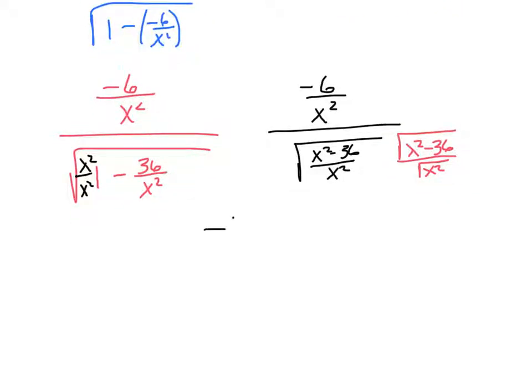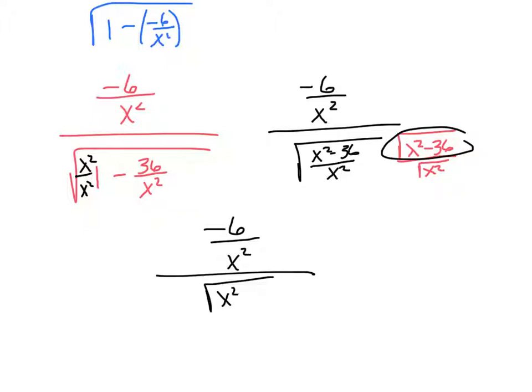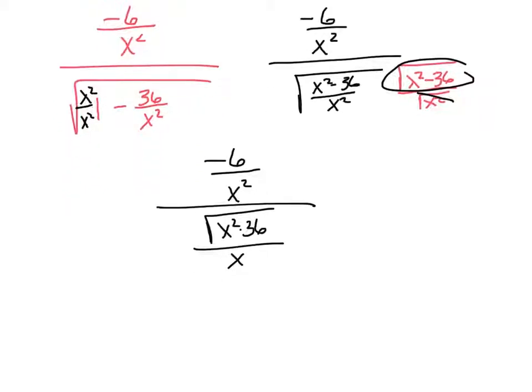So that leaves me with negative 6 over x squared all over, cannot touch that, so radical x squared minus 36. And then this is over, those cancel, and it's just over x. Okay, so now I'm cleaning up that complex fraction.